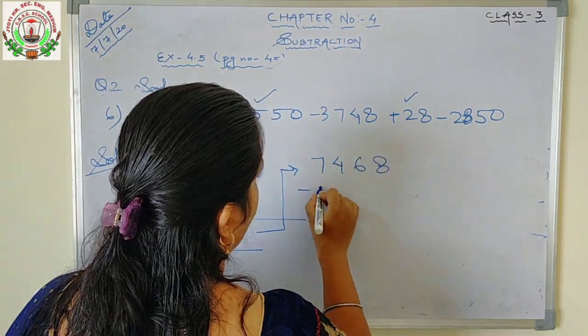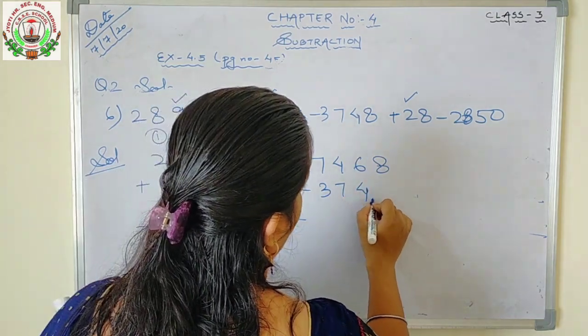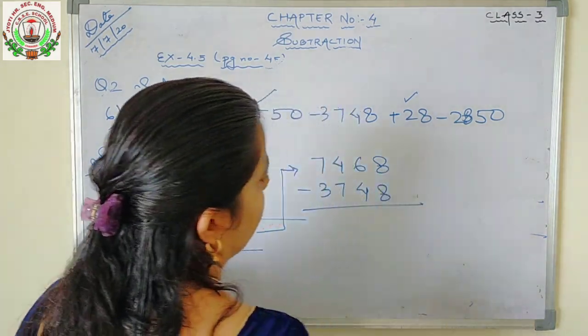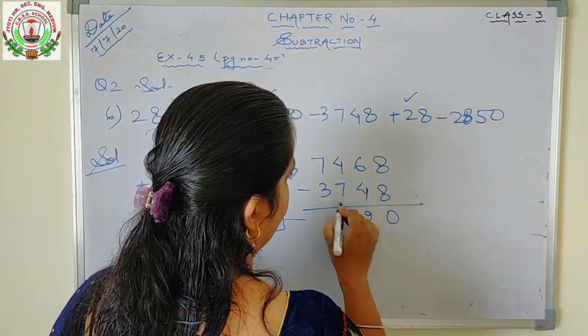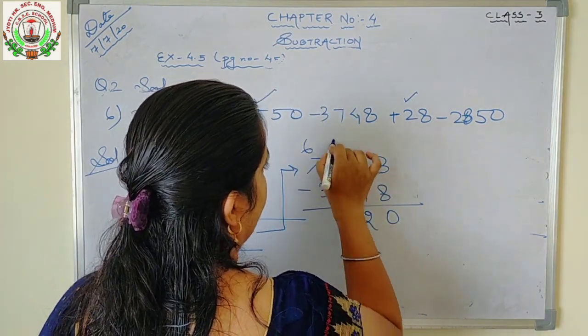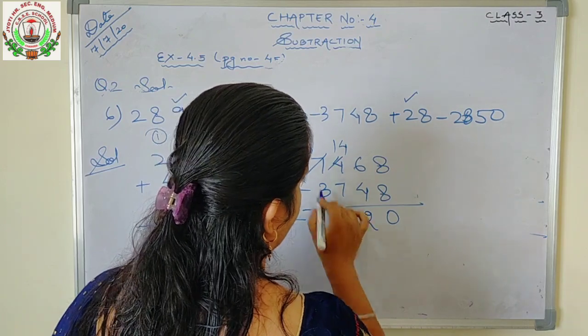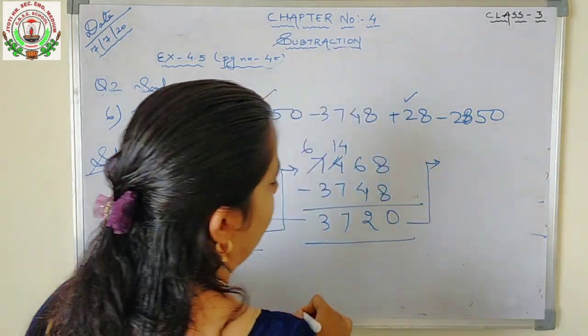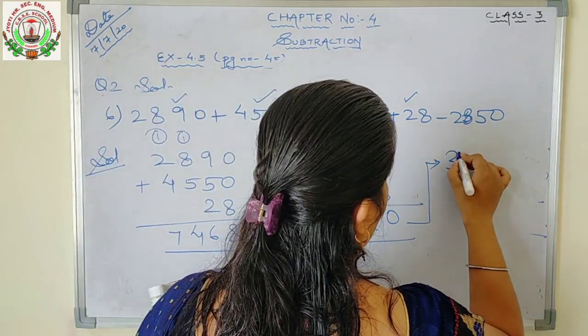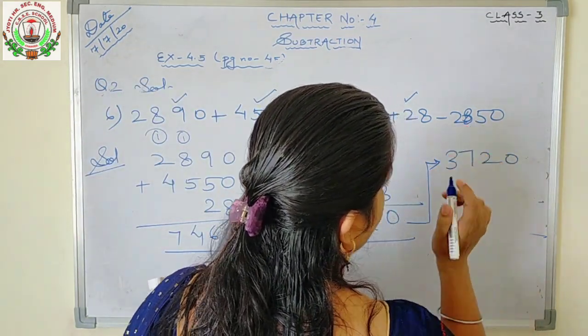7468 minus 3748. First we will subtract this number. 8 minus 8 is 0. 6 minus 4 is 2. 6, 14. 14 minus 7 is 7. 6 minus 3 is 3. Then again we will take carry here. 3720. Which number is left out?